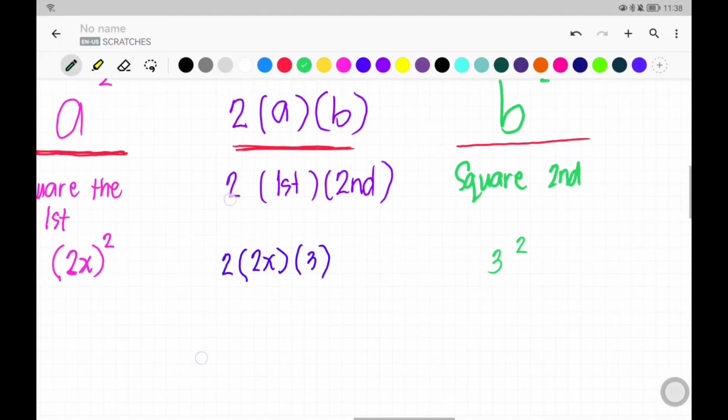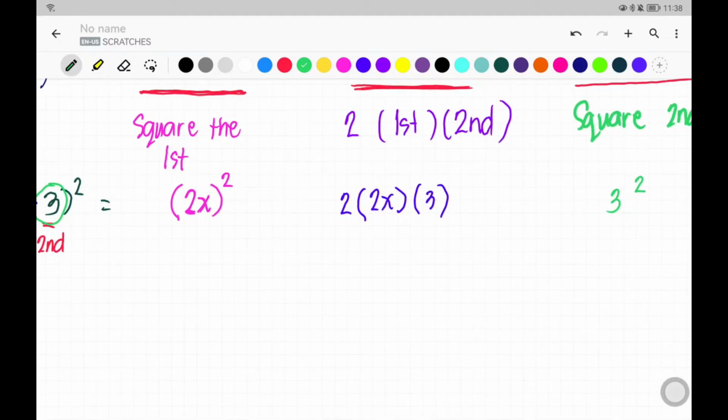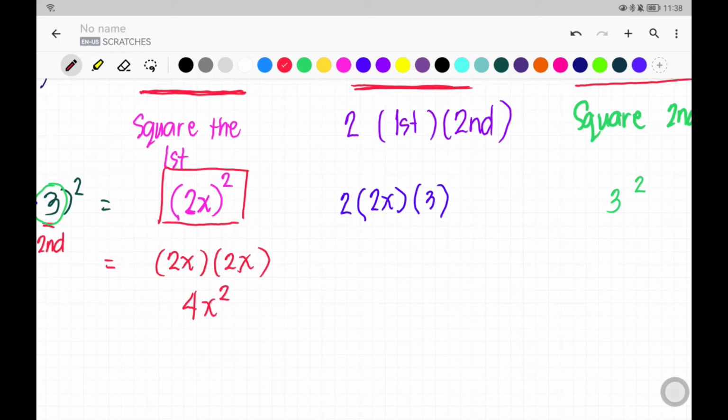Now, when you are done, you are ready to solve, or finalize your answer. So, therefore, this is equal to getting the square of the 2x, which means you have to multiply 2x 2 times by itself. Or simply, this is 4x squared. Tapos, dito naman tayo sa sunod.